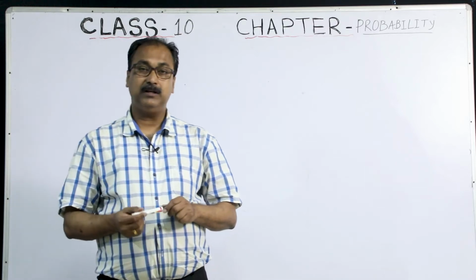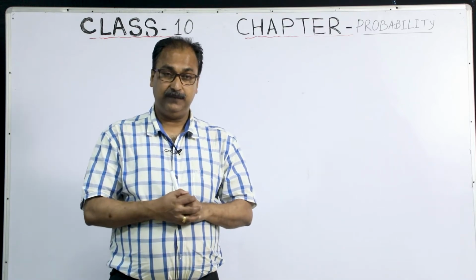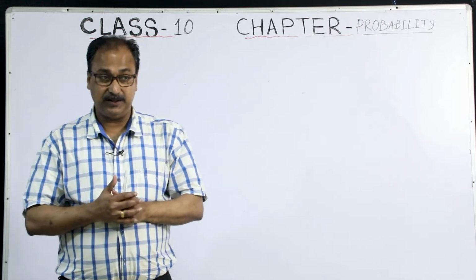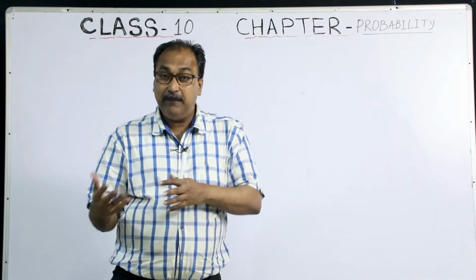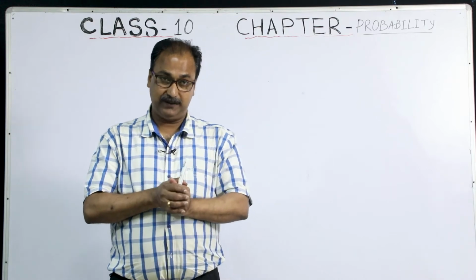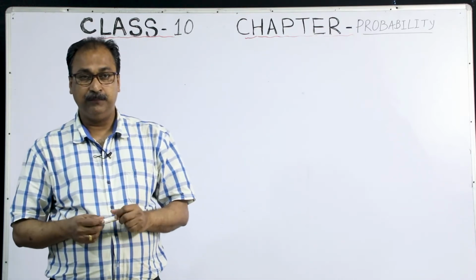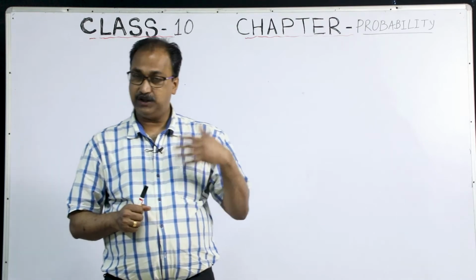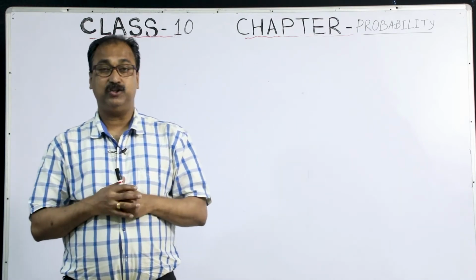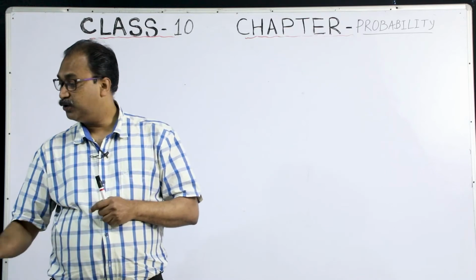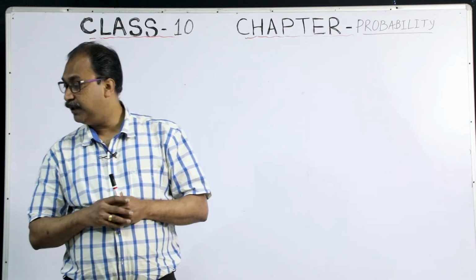Probability is totally uncertainty, no? Uncertainty means we are taking chances, something that may or may not be, a probable thing. For example, if I say that tomorrow there will be rain, there is a chance, it may not rain also. So that's why we have to take chances. That's called probability.